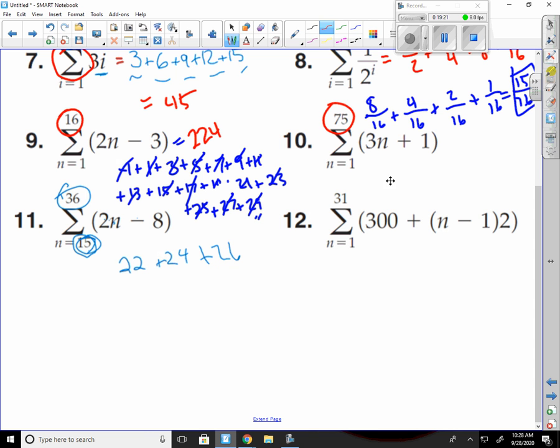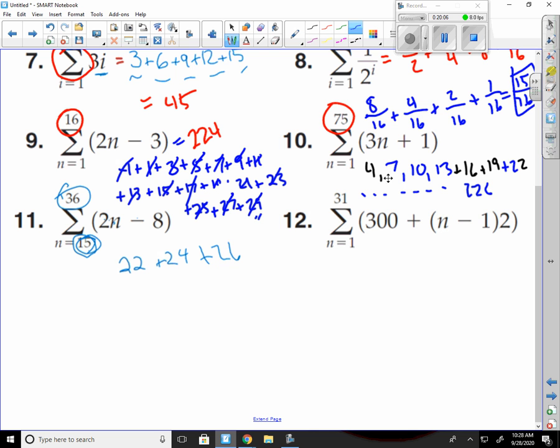Okay, let's start with the first term. 3 times 1 gives me 3 plus 1 is 4. 3 times 2 is 6 plus 1 is 7. 3 times 3 is 9 plus 1 is 10. 3 times 4 is 12 plus 1 is 13. If you notice, I'm going up by 3 each time. So then 16, 19, 22, all the way out to I believe it's 226. 3 times 75, 225 plus 1. Yeah, 226.